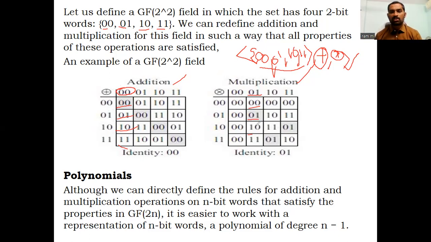Sorry, 00 01 10 and 11. So the identity element is 01 here, and here the identity element is 00. Okay. Now what about the inverse elements?